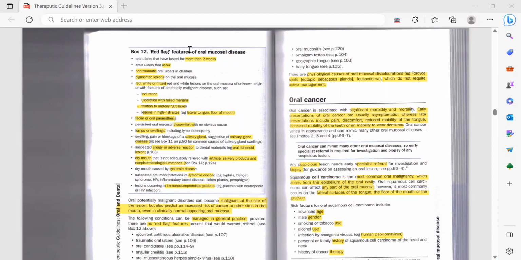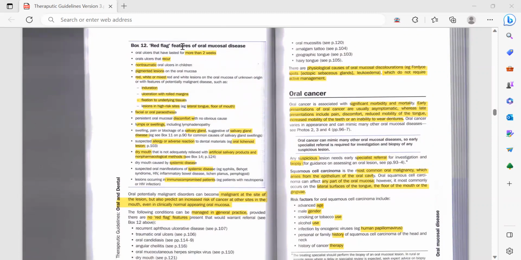First, the ulcer which is present for more than 2 weeks. Second, the ulcer which has reoccurred. Thirdly, the ulcer which has happened in children, but it is non-traumatic. Okay, so non-traumatic oral ulcer. So these three things, they are a red flag feature. So if there is any red flag feature in any patient, what you need to do is refer him to the specialist.